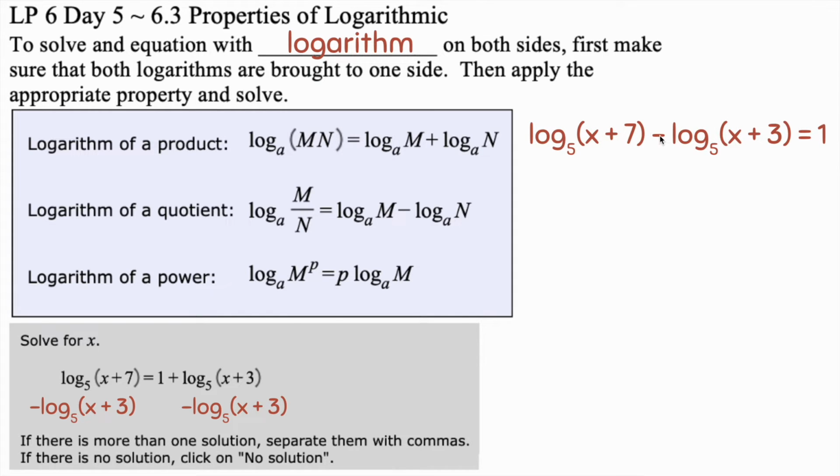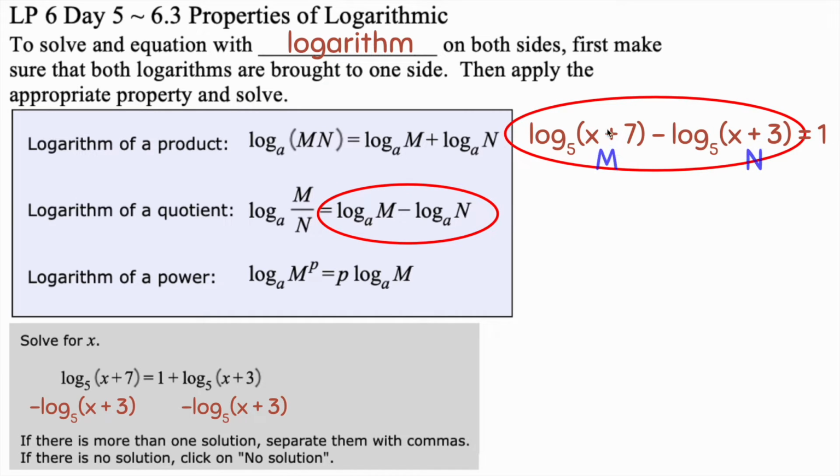We're subtracting these two logarithms, and they equal 1. So now I can use the appropriate property. I can see I'm subtracting the two, so my m and my n are actually these binomials. It's x plus 7 and x plus 3. Okay, so that's my two properties. And remember, it means that I'm actually dividing m and n like this.